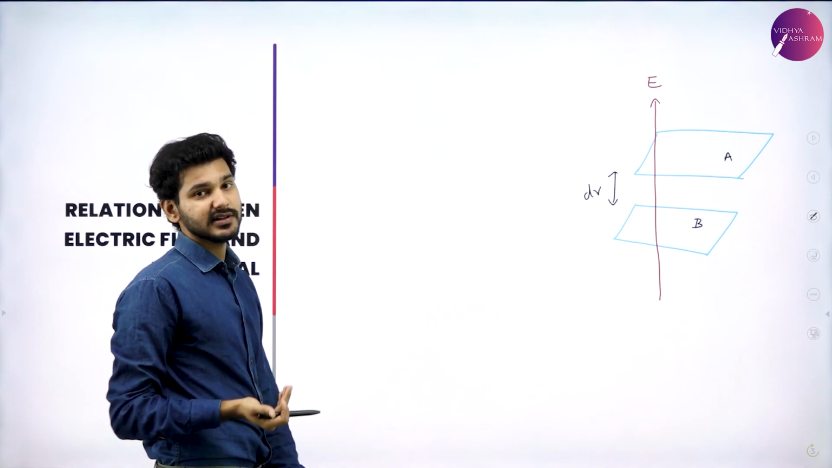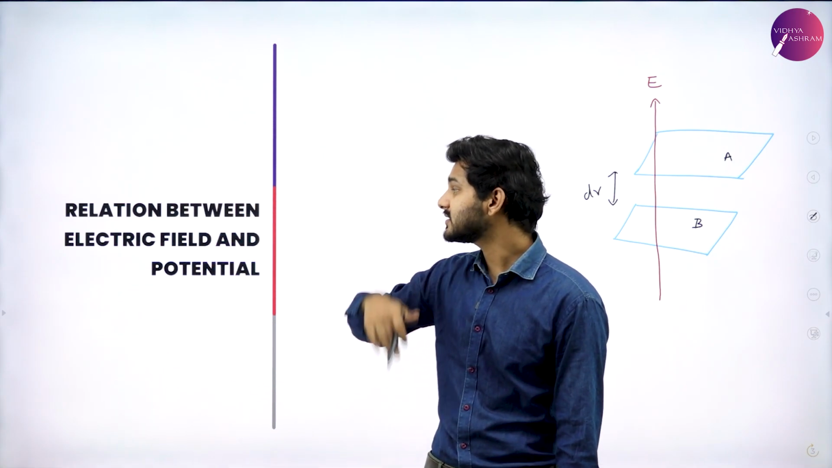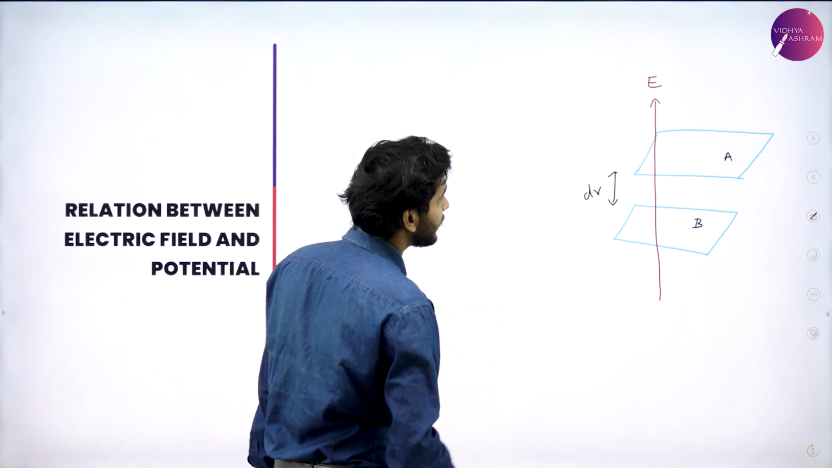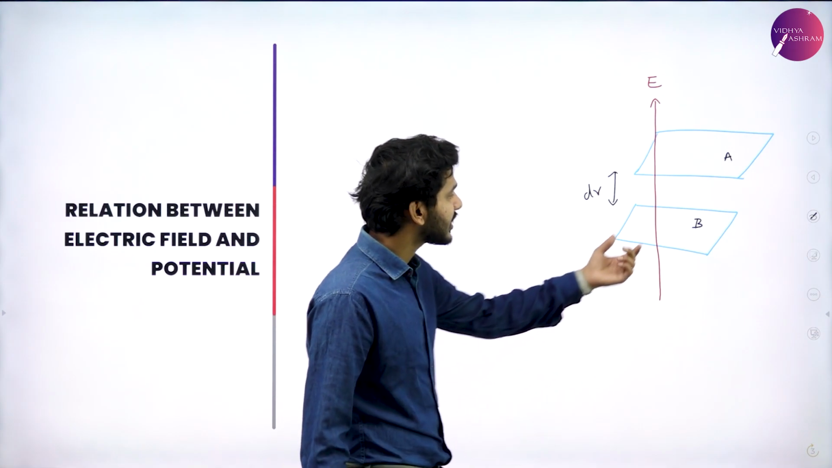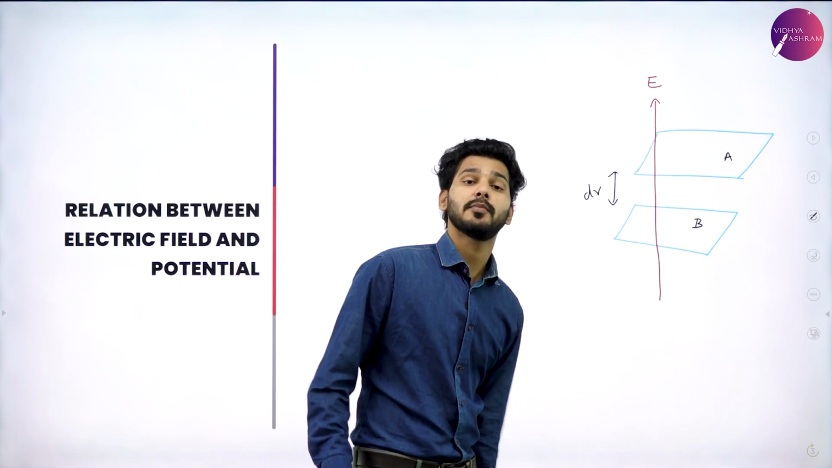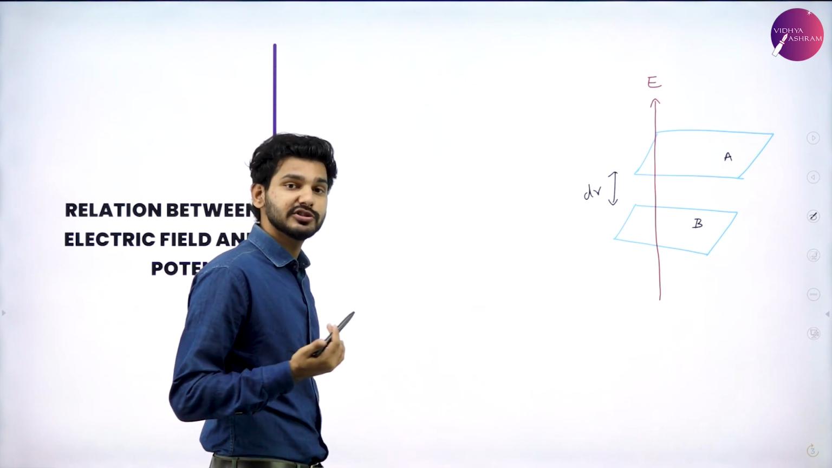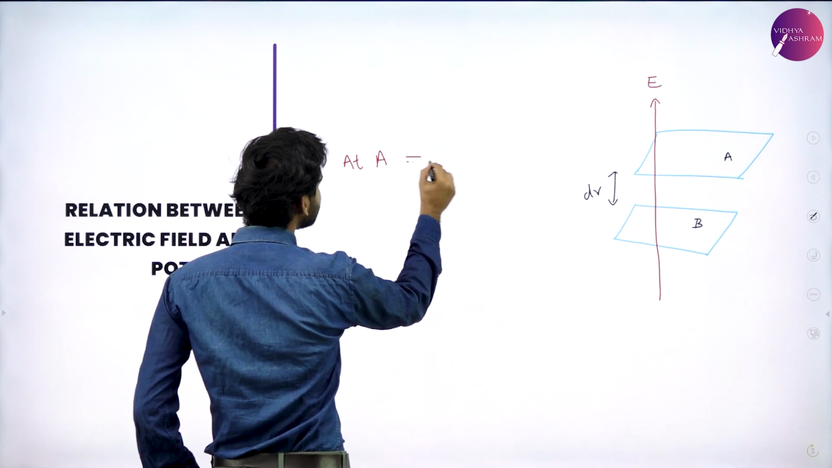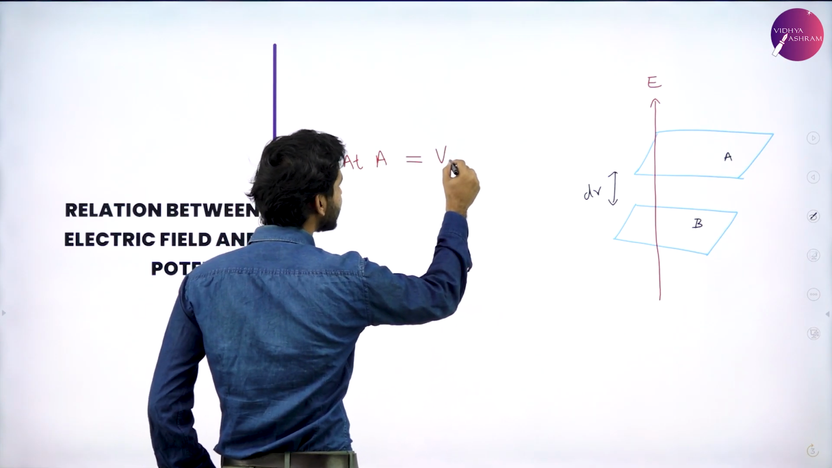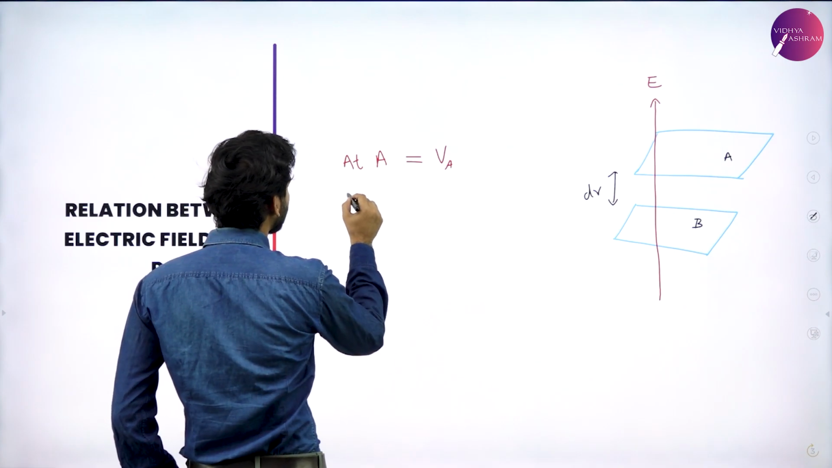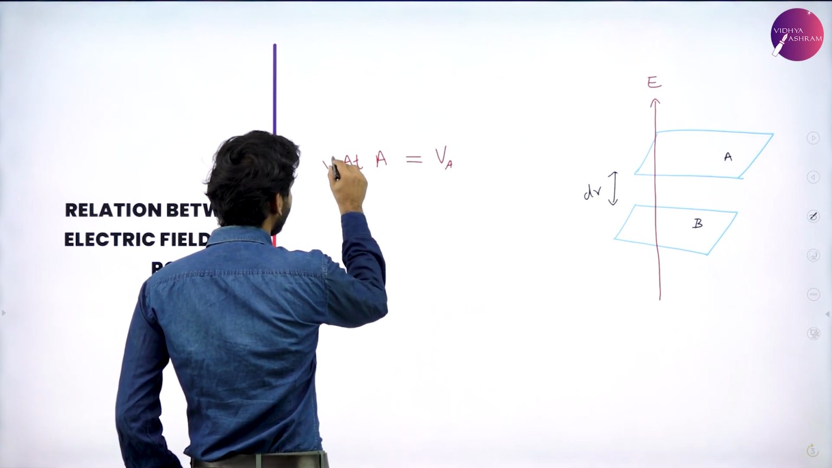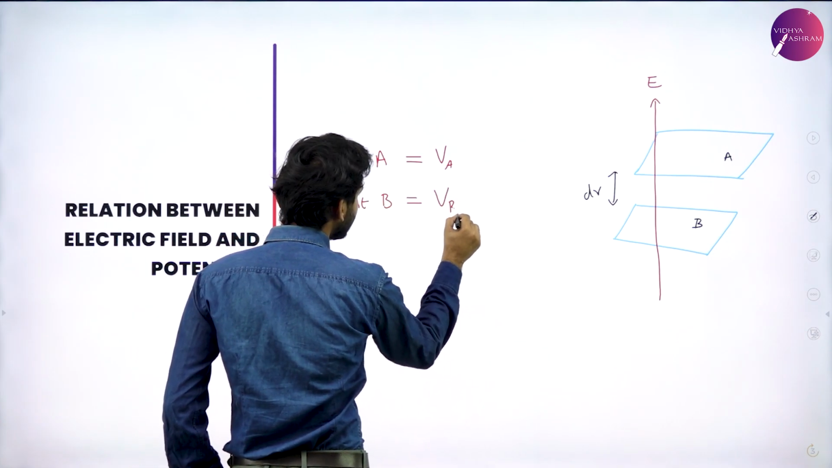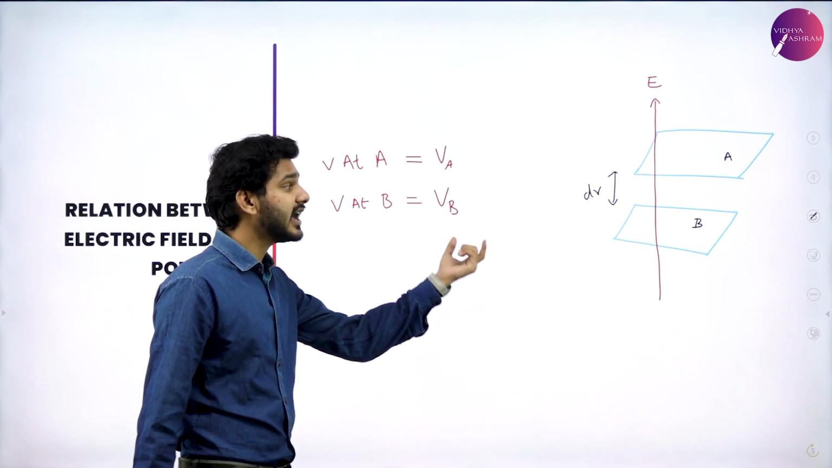Why are we taking electric fields? Because we are trying to prove the relation between potential and electric field, so we have to consider the electric field. And now potential. We know that there is a potential at point A and a potential at point B. Let's say that at point A, potential is VA, and potential at B is VB. So we have the two potentials, VA and VB.